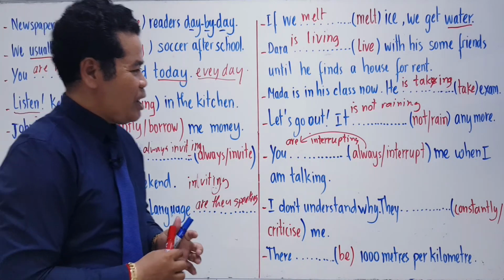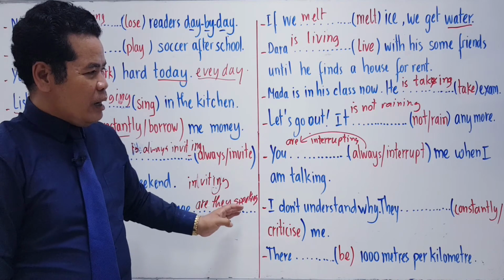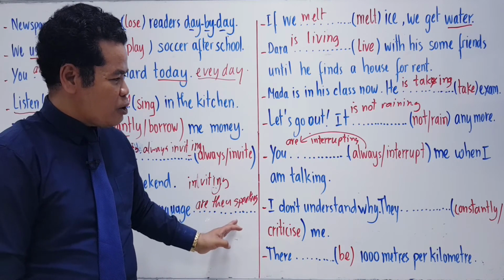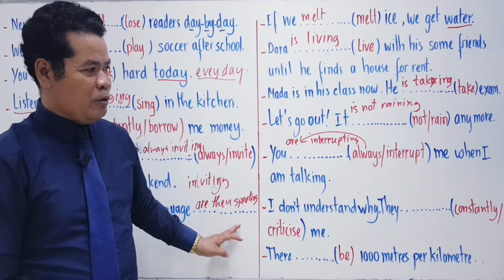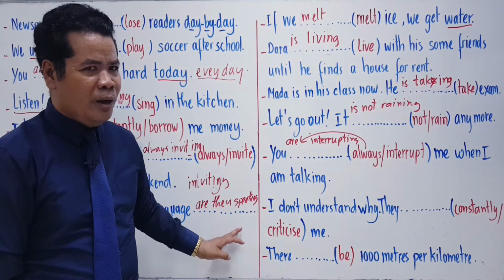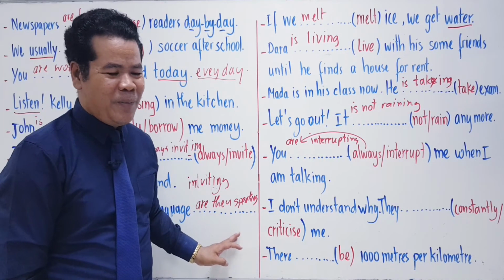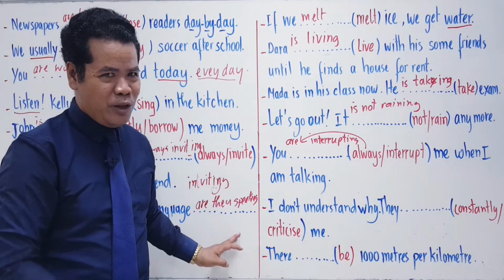You don't need to say, you are always interrupting me when I'm talking, I don't like you anymore. Don't do like this anymore. Next time, if you do it again, I don't want to talk to you. You don't need to say like that. The listener will understand what you mean, right?